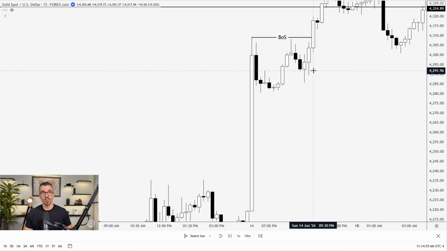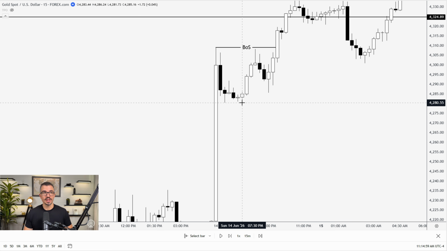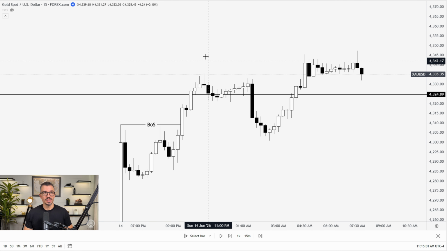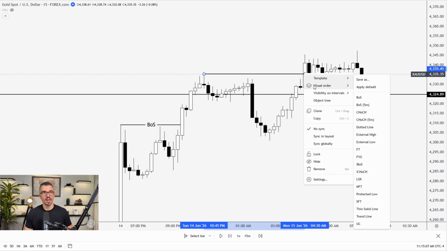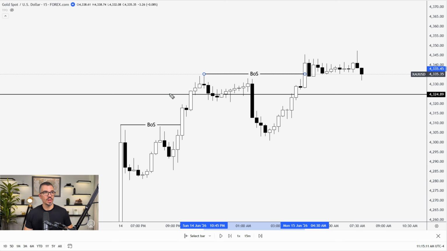This pullback here was not shallow or not deep enough for me to call that a protected low. But for purposes of this example, that wouldn't even matter, because what you can see here is that we then had the market taking out this high over here. And again, this pullback right here was actually really nice because we had this internal liquidity that built below the lows. We then swept that down here. So this BOS is really nice.